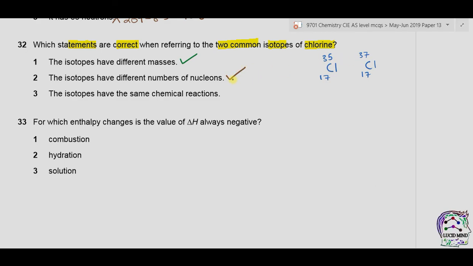This is also true. Number 3, the isotopes have the same chemical reactions, as chemical reactions depend on the number of electrons, not on the number of neutrons. Therefore the electrons are the same as it is the same element, so this is also correct. As all three are correct, the answer is therefore A.